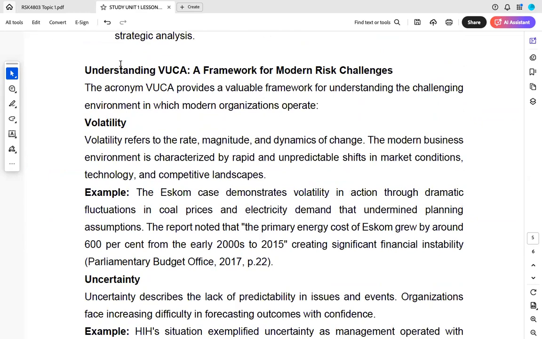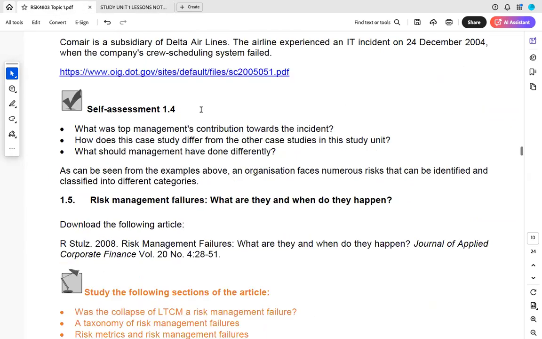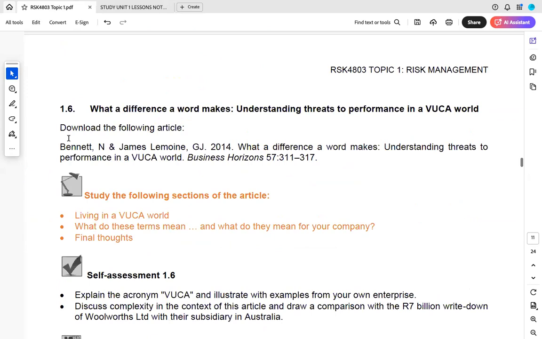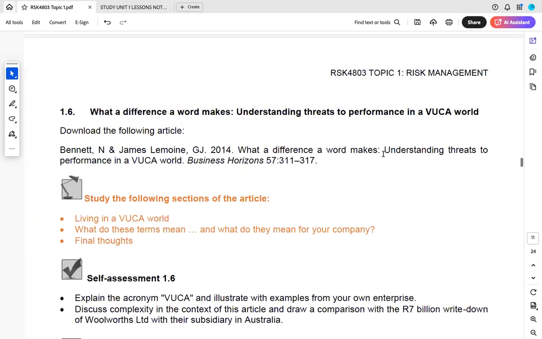Right. The last concept you need to be familiar with is the VUCA framework. This is discussed in the final article in the chapter by Bennett and James Lemoine: "What a Difference a World Makes: Understanding the Threats to Performance in a VUCA World."